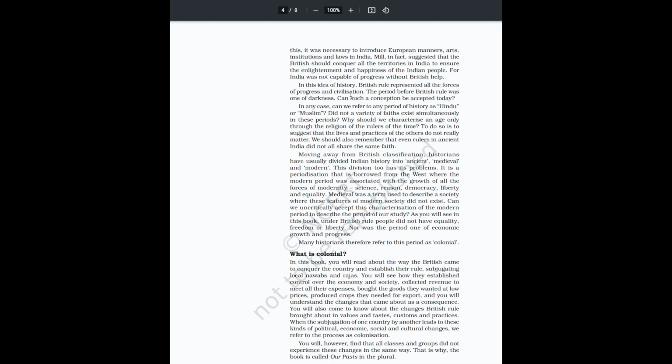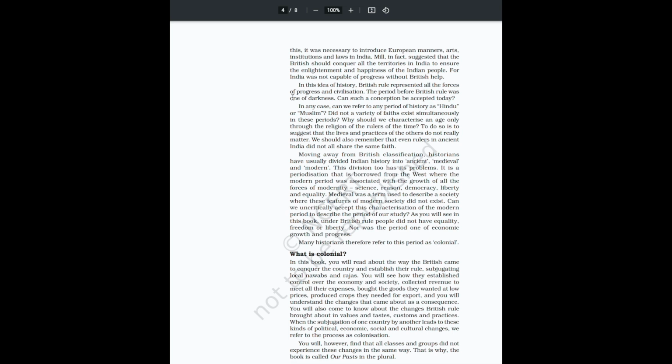In this idea of history, British rule represented all the forces of progress and civilization. The period before British rule was one of darkness. Can such a conception be accepted today?